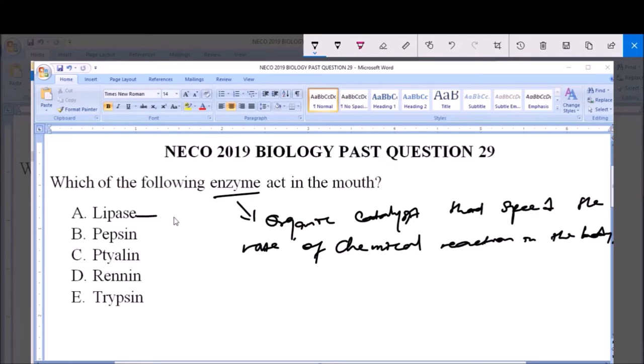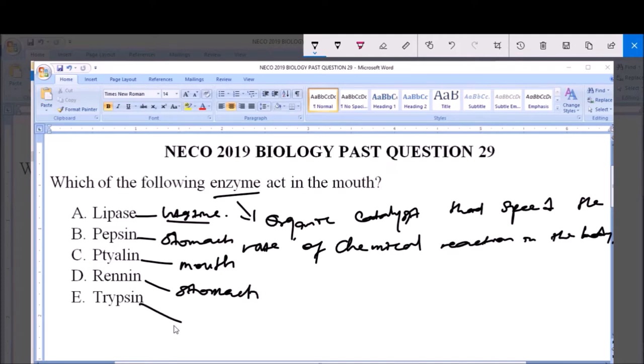Option A here says lipase. Now lipase is an enzyme that acts on fats, and you find this lipase in the small intestine. Now pepsin is an enzyme that acts on protein, and you find pepsin in the stomach. Now, the enzyme ptyalin acts on cooked carbohydrates, and you find ptyalin in the salivary gland, present in the mouth. Now, renin is an enzyme that acts on proteins in milk, and it is found mostly in babies, in the stomach.